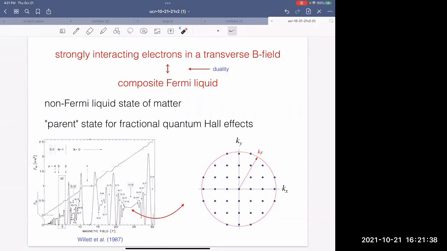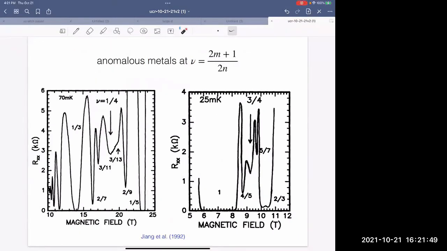Okay, so much for the half-filled state. Now let's try to tackle some of these other states here. These anomalous metals are occurring at filling fraction 1/4 or filling fraction 3/4. So it's not obvious how we should think about these states, or if they're related, if at all, to the half-filled state.